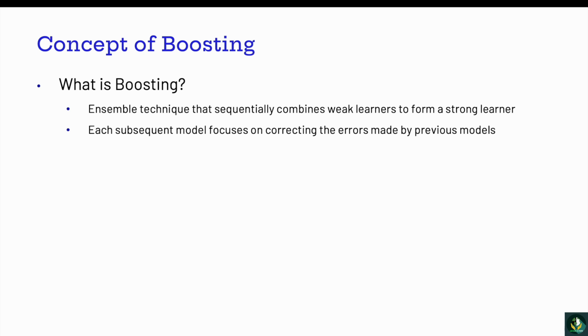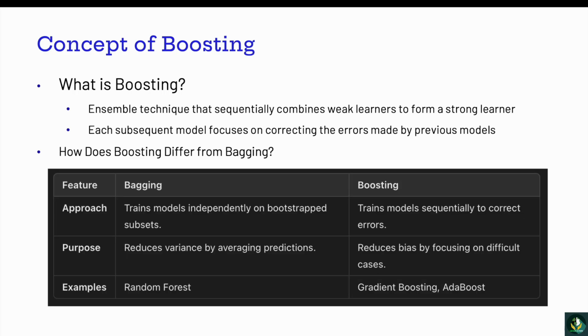Now, how does boosting differ from bagging? Here is a table displaying that. For bagging, the approach trains models independently on bootstrap subsets, whereas boosting trains models sequentially to correct the errors. The purpose of bagging is to reduce variance by averaging predictions, whereas boosting reduces bias by focusing on difficult cases. For examples of bagging, we already saw one, random forest, yesterday, and for boosting, we're going to look at gradient boosting, and then there's AdaBoost.